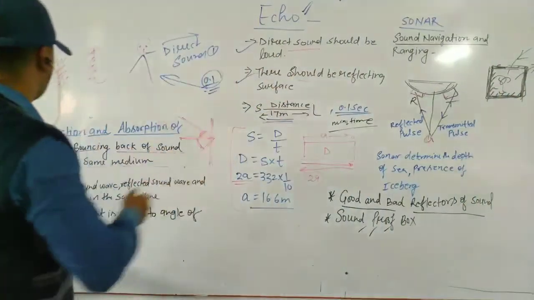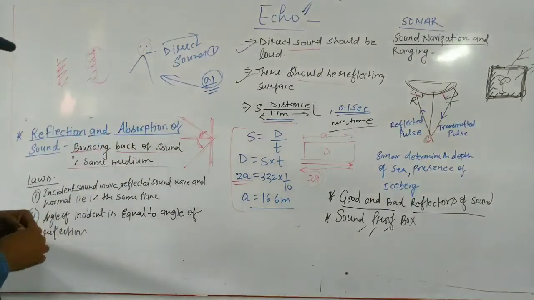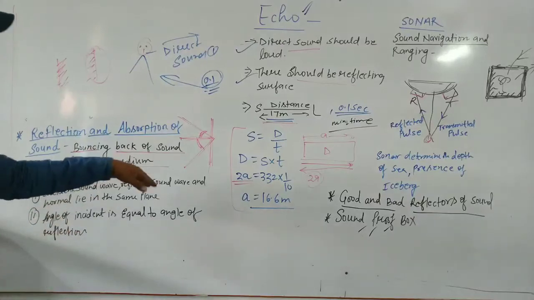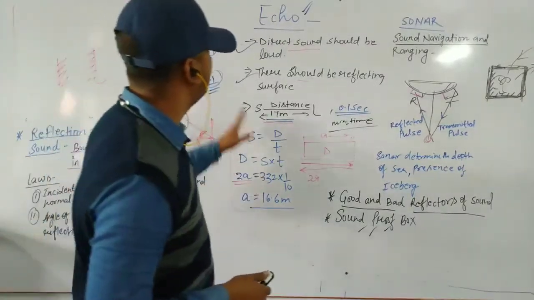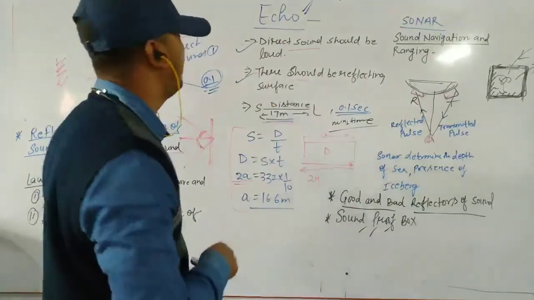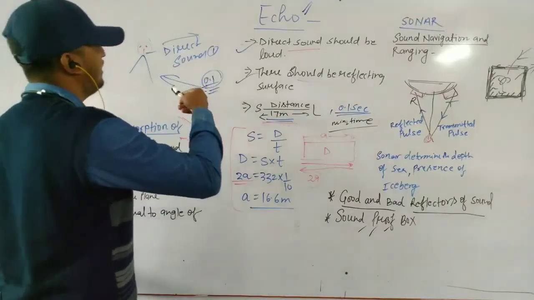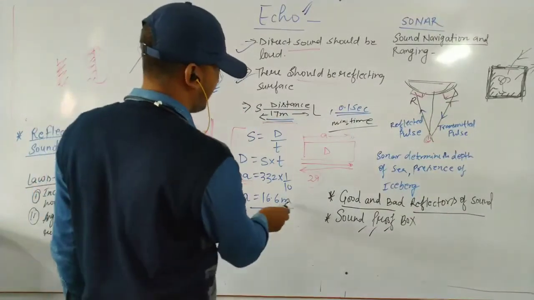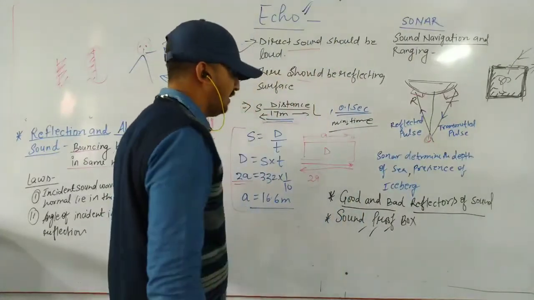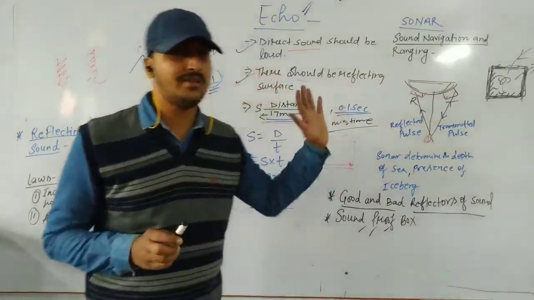So this is all about this chapter. This is the reflection of sound. Reflection means bouncing back of light or sound in the same medium. Then we have discussed the law, and the speed of sound. Echo means the indirect sound we listen to just after saying something by the direct sound. We can calculate this distance. This is the sound navigation and ranging device, and the last one is the soundproof box. So this is enough for this chapter.